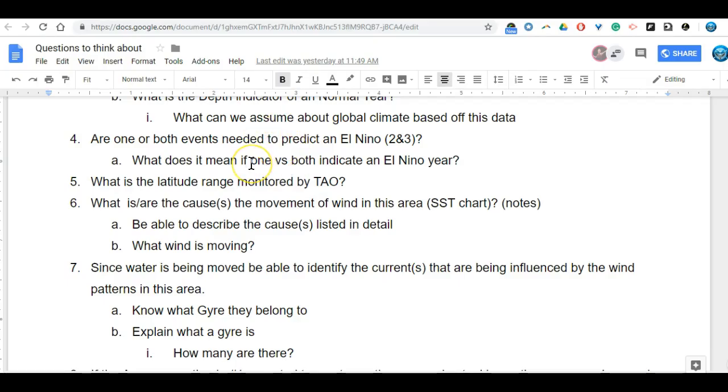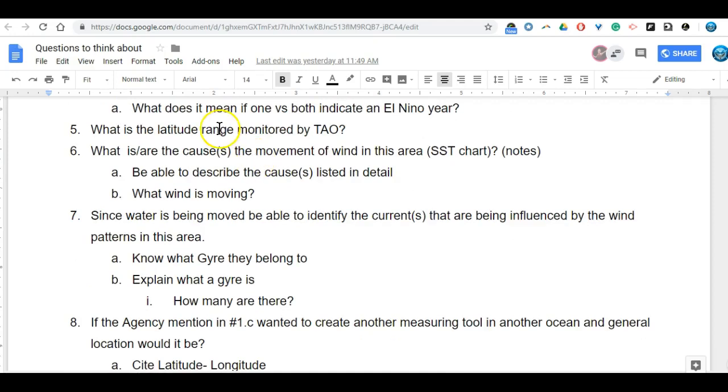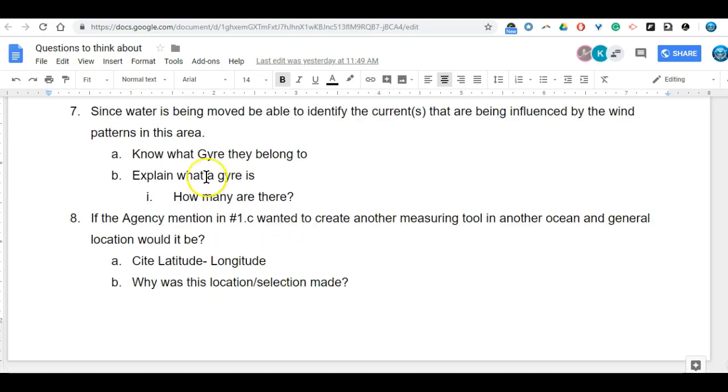All right, remember we already talked about whether we need one or both. We can skip the latitude range. What are the causes, or what is or are the causes of movement of wind in this area? SST chart. Trade winds. Okay, so trade winds are the cause of moving that warm water from one side to the other.